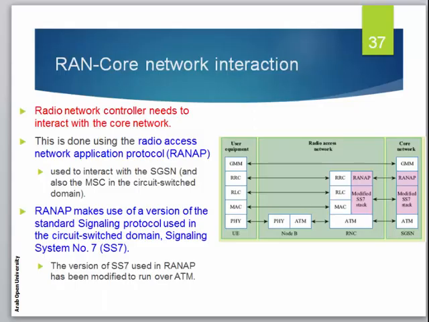Now, by the highlighted parts from this diagram, we can show how the radio network controller, the RNC, can interact with the core network. This is done using the radio access network application protocol, which is the RANAP, which is used to interact with the SGSN and also the MSC in the circuit switch domain. The RANAP makes use of a version of the standard signaling protocol used in the circuit switch domain, signaling system number 7, the SS7. The version of SS7 used in RANAP has been modified to run over the ATM protocol.